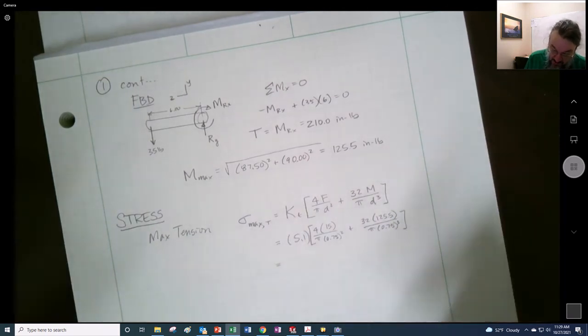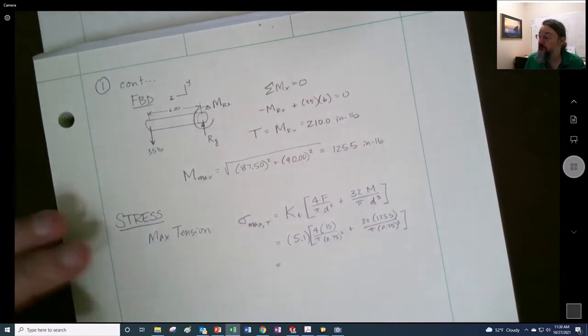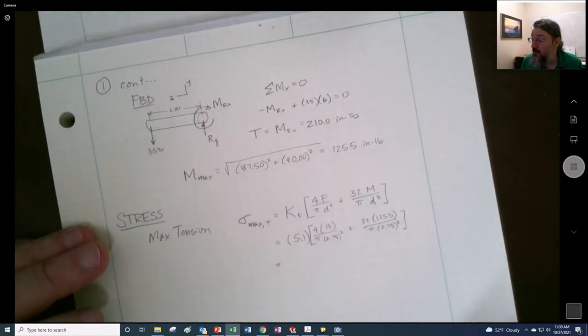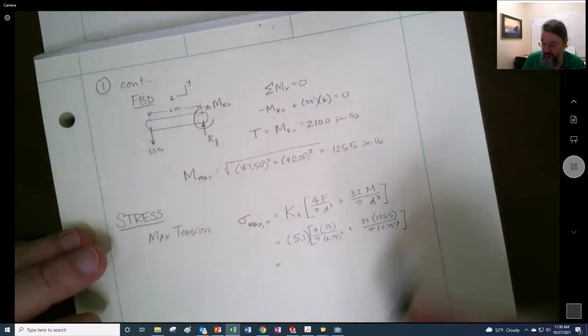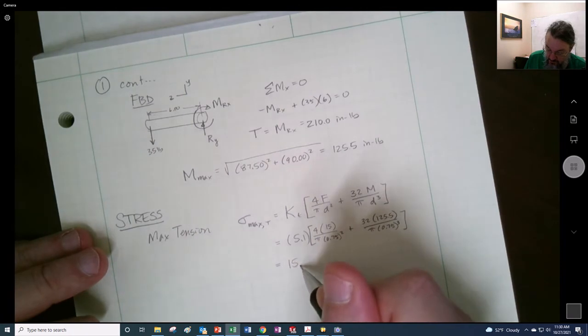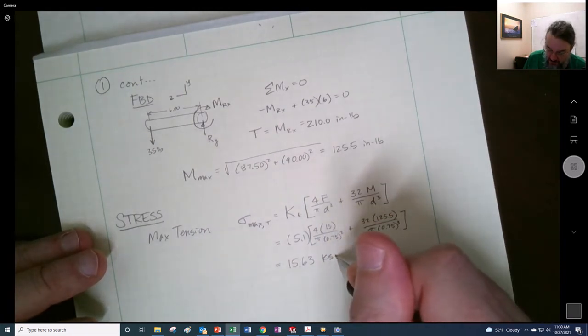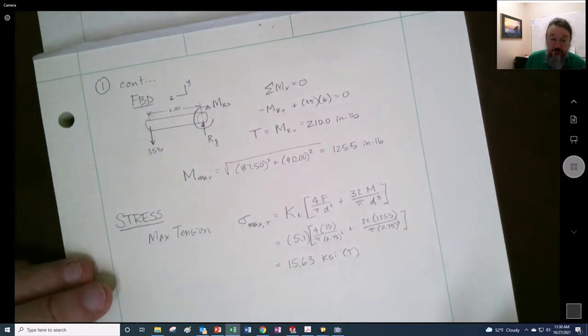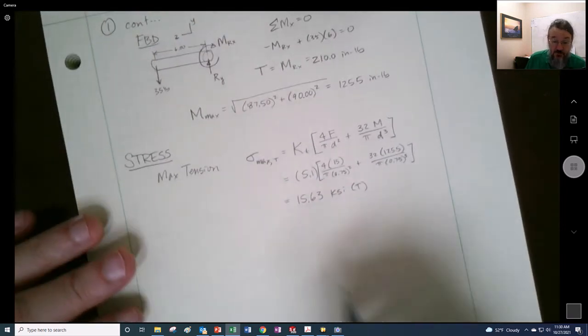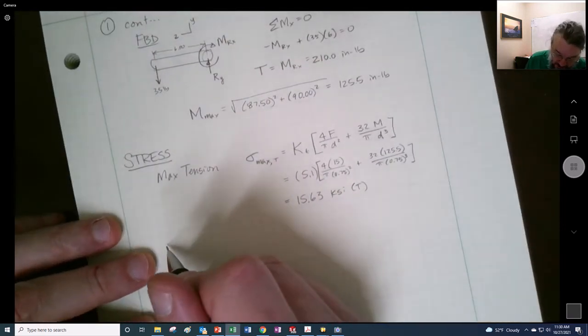So we should end up with, let's see, I didn't bother doing it this way. Did I? I think I get, let me see, boom. Yeah, it should be 15.63 KSI tension. All right, and then I'll go max compression.